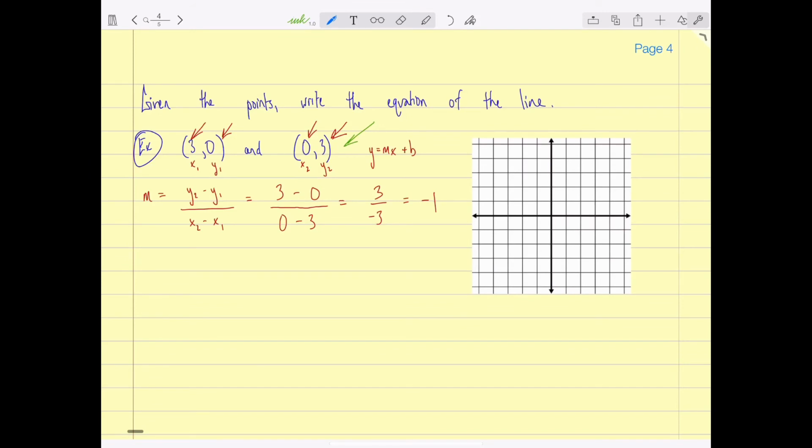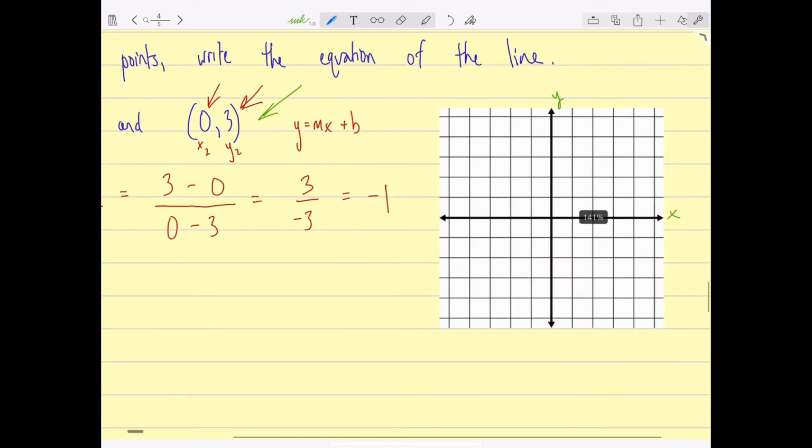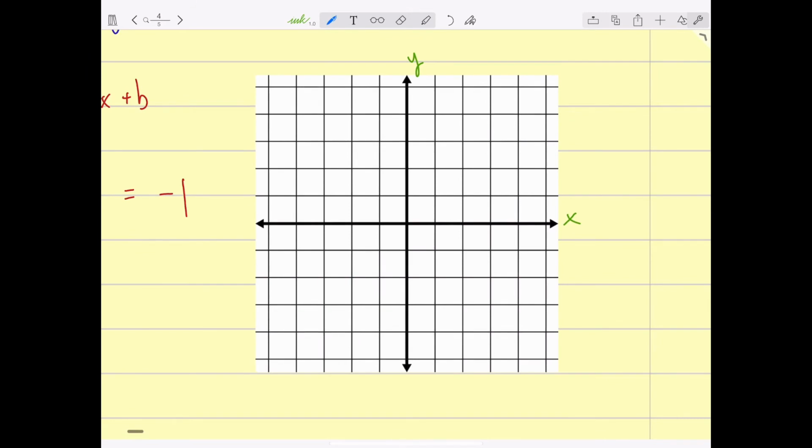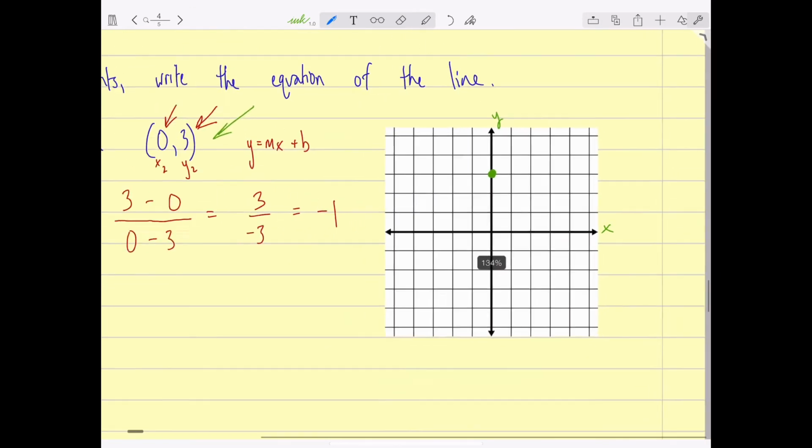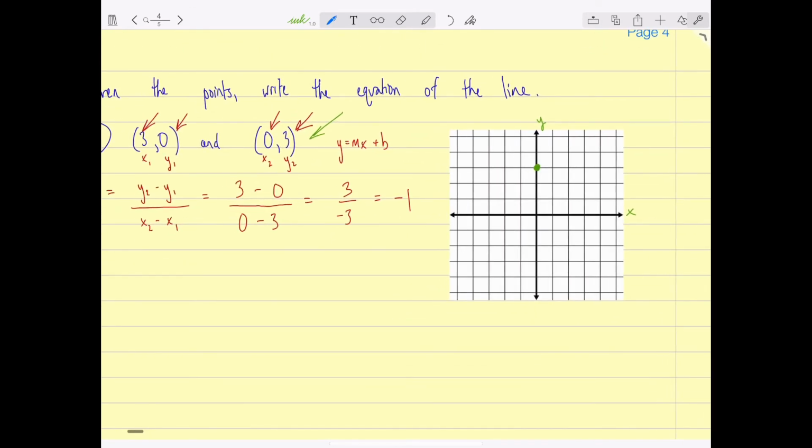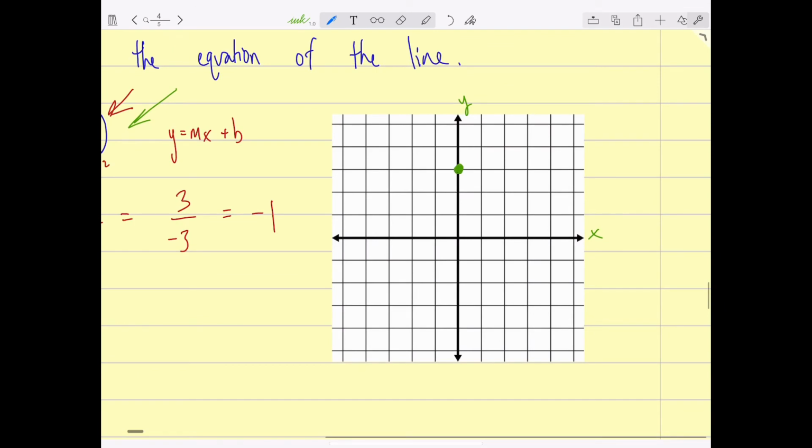So if I graph the point 0, 3, that means you start at 0. So let's zoom in here a little bit. Start at 0, and then I go up 3, and so that's my y-intercept. So for this one, since it gave us the y-intercept and I identified it, now I just have to apply the slope of -1. So I could jump to the equation of the line, but I'm actually going to graph this just to show you another way to visualize it.